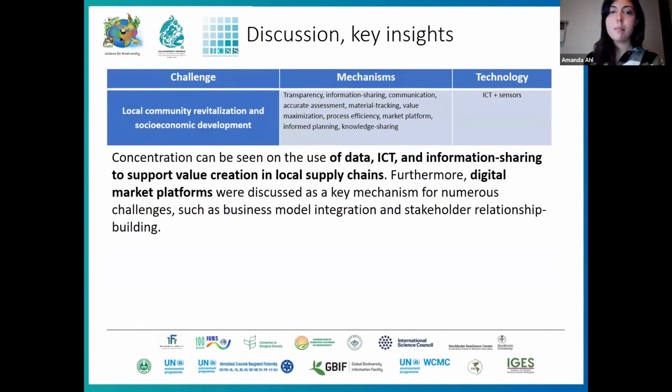So yeah, I think just the main point here is that concentration can be seen on the use of data, ICT, and sharing information to support value creation in local supply chains. So emphasis again on local. And a lot of interviews were talking about digital market platforms to be able to connect local players with demand for woody biomass or wood products in general in other areas.